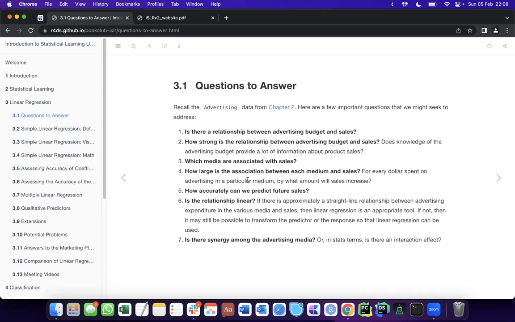And then is our relationship even linear? We make a lot of assumptions about linear relationships, but maybe it's not even linear. And if it's not, then we can't directly use linear regression, but we can maybe transform either our predictor or our response, so that we can still use a linear regression model. And then we're asking, maybe do two different predictors work together? Is there an interaction effect that is only seen when both of those predictors are together or not?